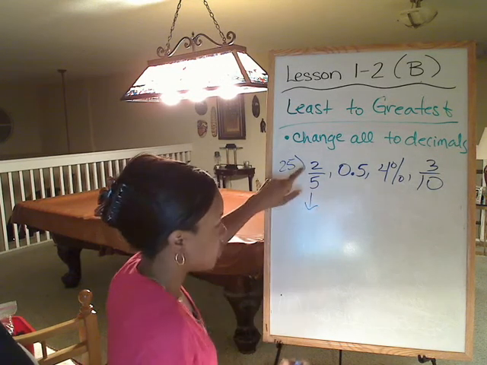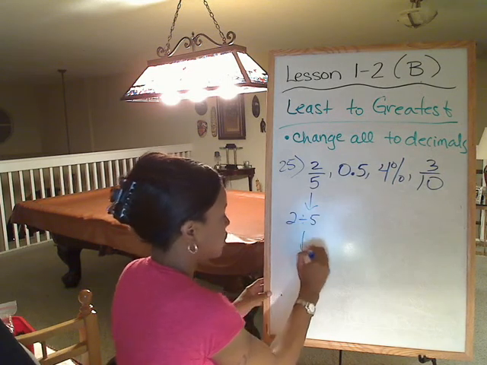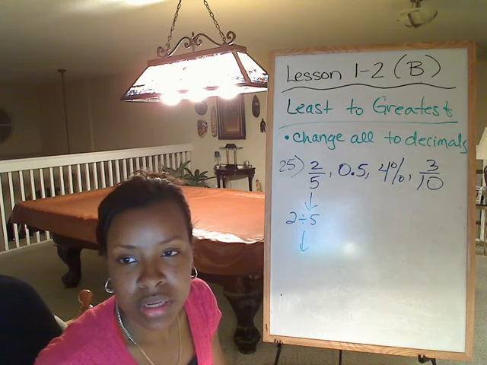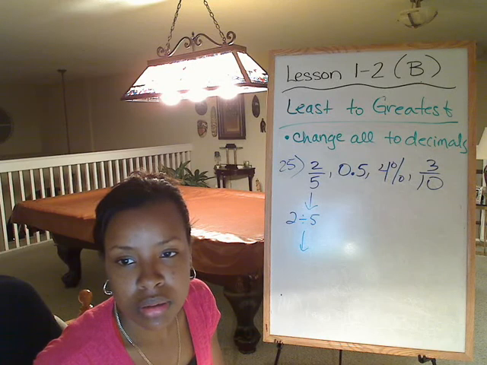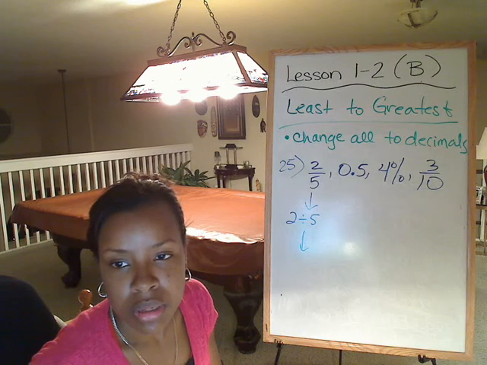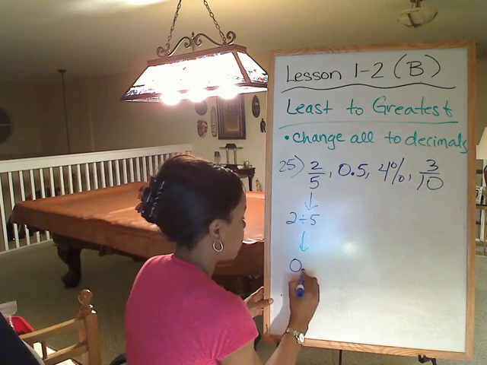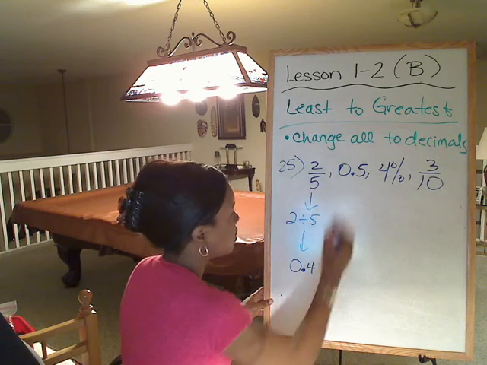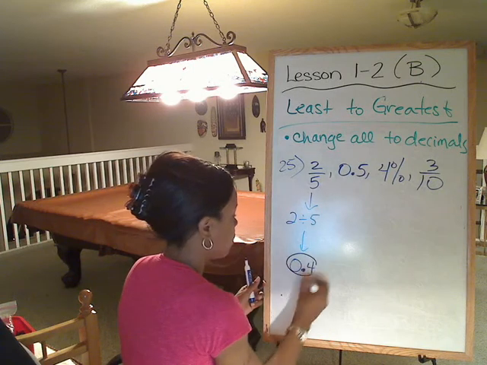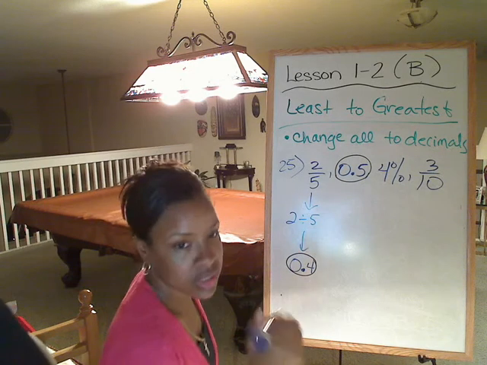2/5, how do you change that to a decimal? You do 2 divided by 5, which gives us 0.4. This is already a decimal, right? Let's circle all our decimals. 0.4, 0.5, 4%. How do we change percents to decimals?